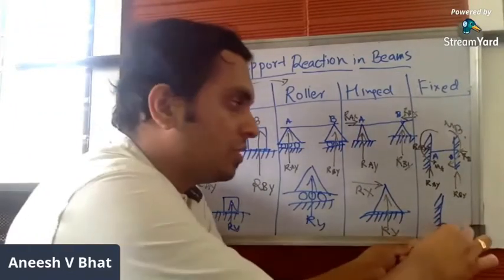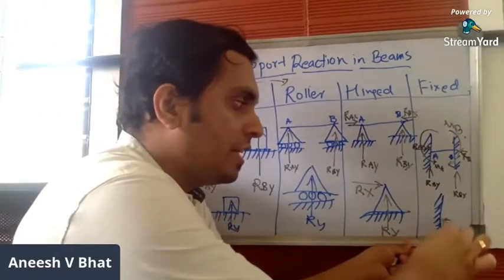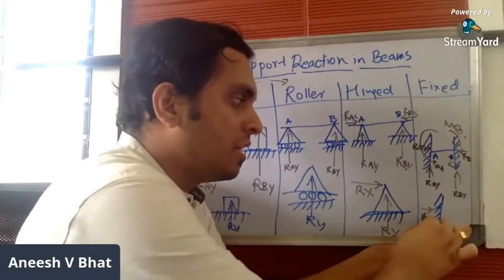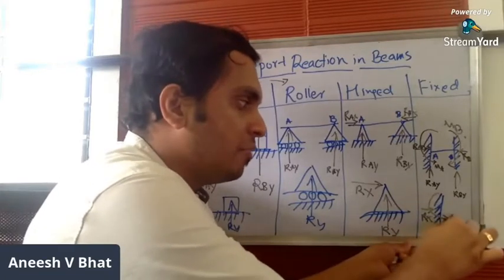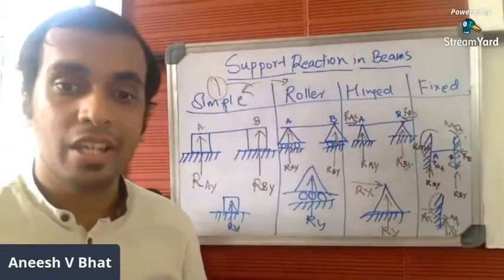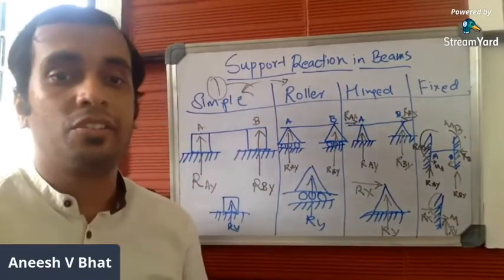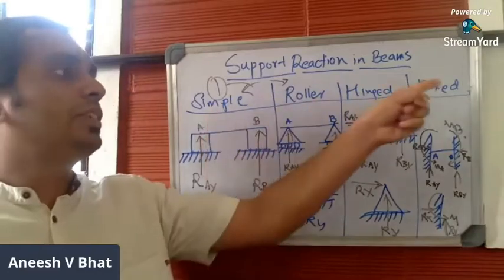So let me show this here. One reaction in y direction, RY, other reaction in x direction, RX, along with a moment M. So you have three reactions. As far as fixed support is concerned, you have three reactions. So these are the four types.